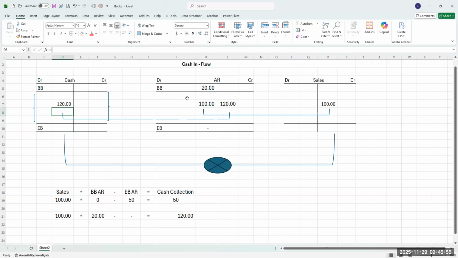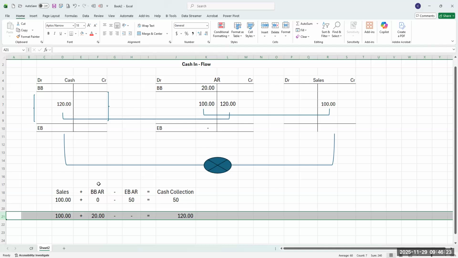One thing that I want you to realize, if the ending balance is less or equal to the beginning balance, you definitely collected the sales for the period. Now let's make it a little bit more difficult.